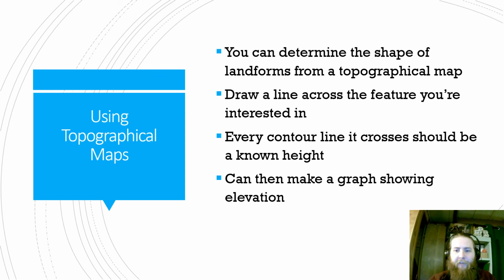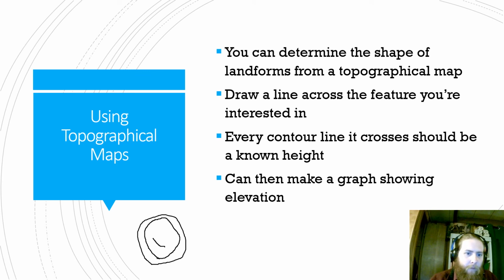So for using topographical maps, you can determine the shape of the landforms by looking at a topographical map. If you have a feature you're interested in, let's say, for example, the top of a mountain, and it looks something like this, where it's starting at 1500 here, and each one's an extra 10 feet, we can figure out the heights of all of these different lines. If I was to draw a line going from one side to the other, we could figure out what that should look like.